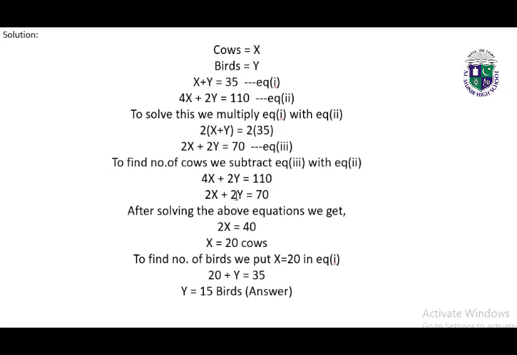The 2y terms will cancel each other, and 110 minus 70 is equal to 40. So the number of cows is 20. To find the number of birds, we put x is equal to 20 in equation number 1. By putting the value, we will get y is equal to 15 birds.